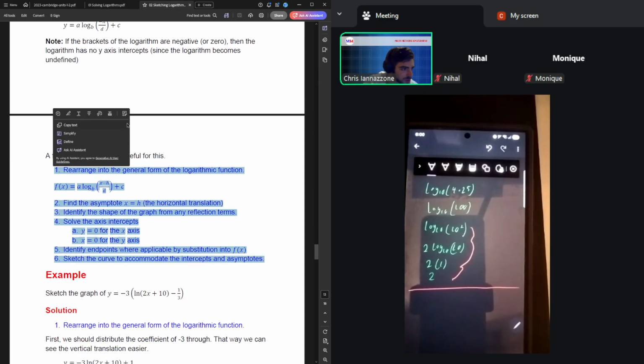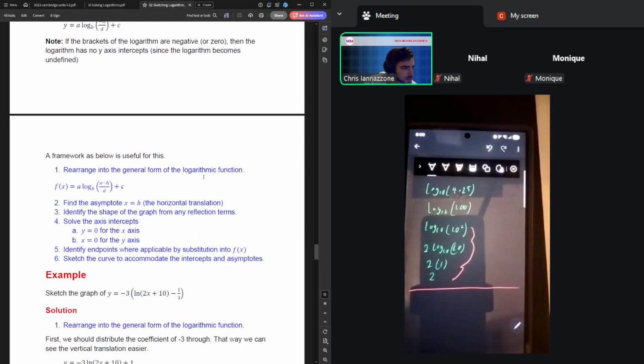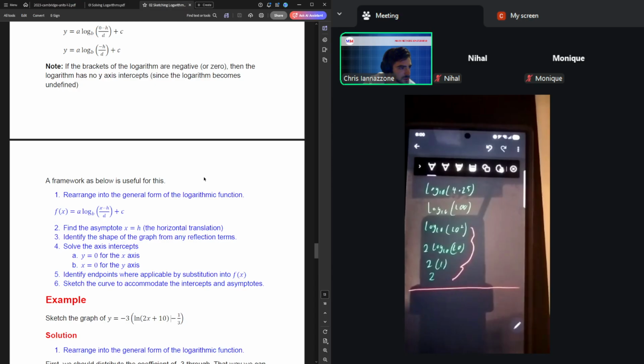So I've got a whole framework for this. Before we go through an example, are there any questions about anything I've covered so far?